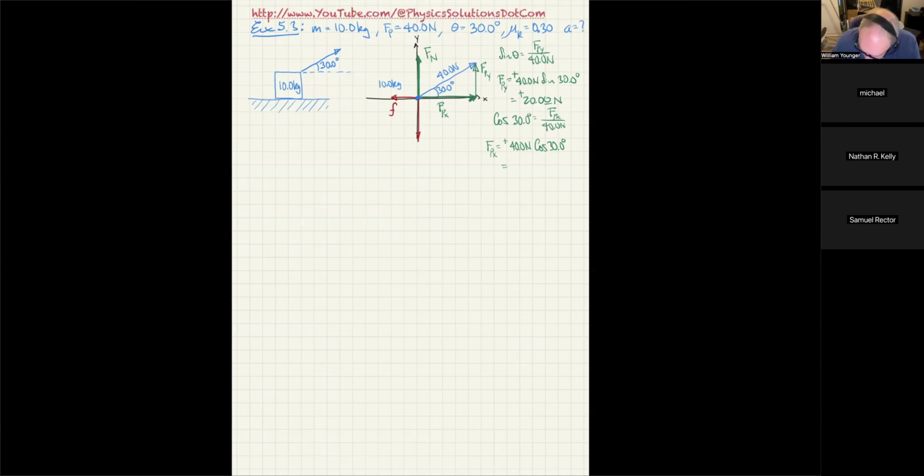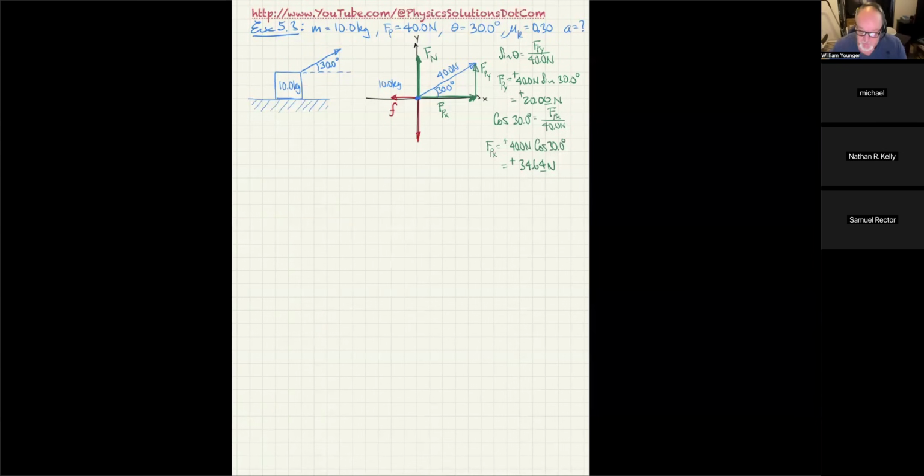So 40 times the cosine of 30 gives me 34.64. And again, that would be positive. So 34.64 newtons is the x component.